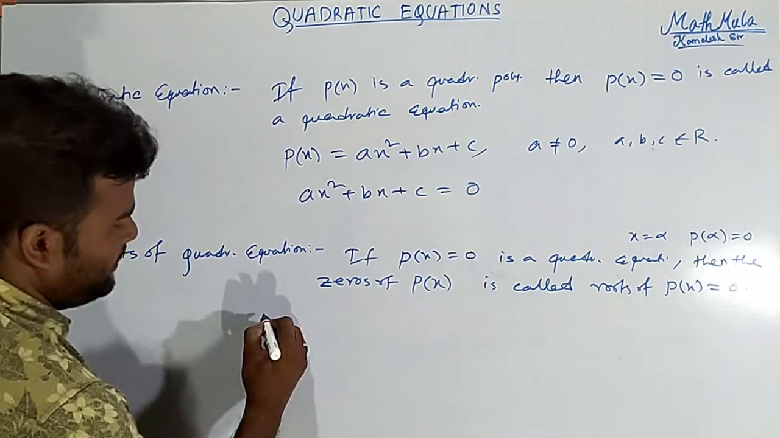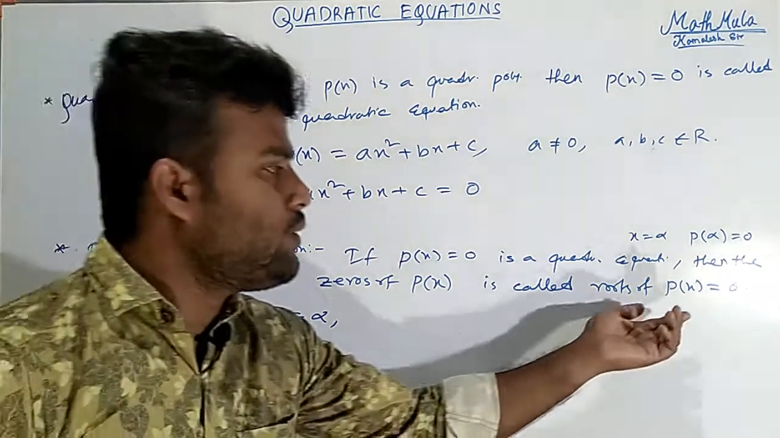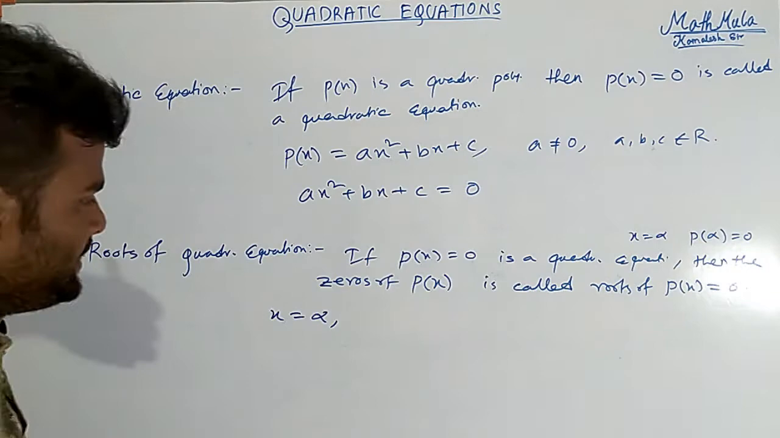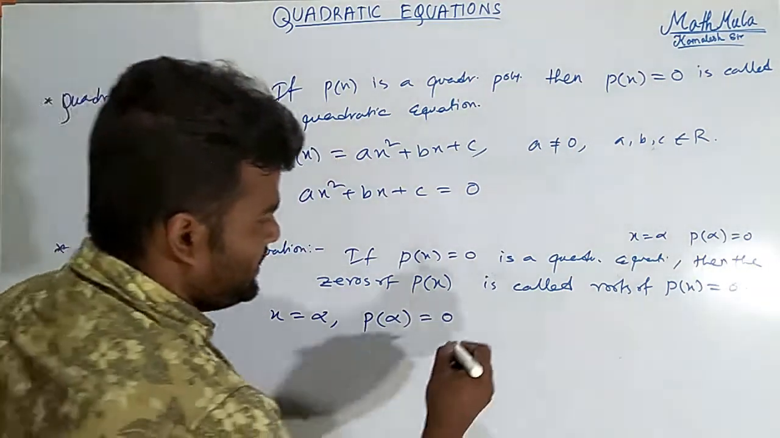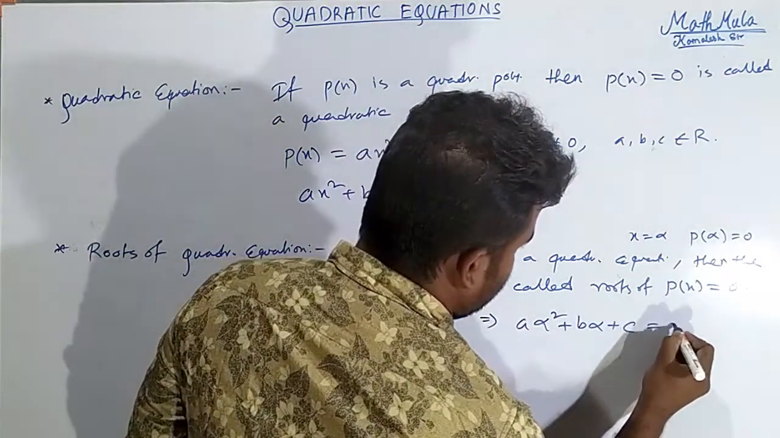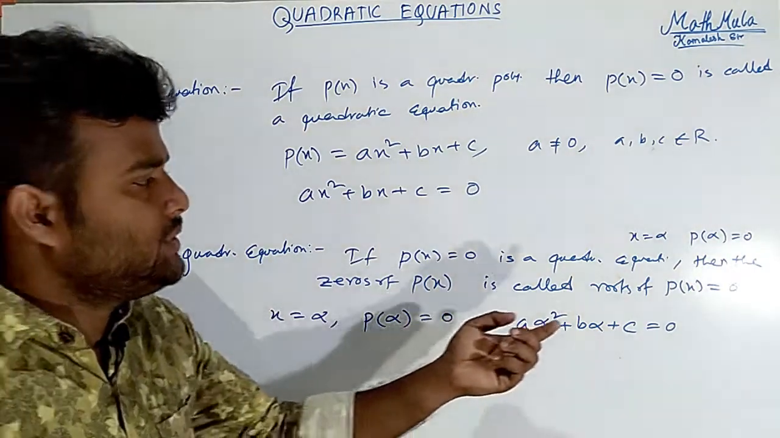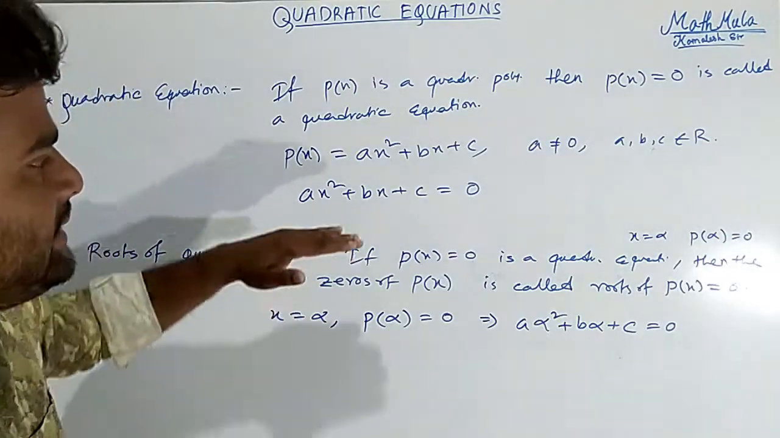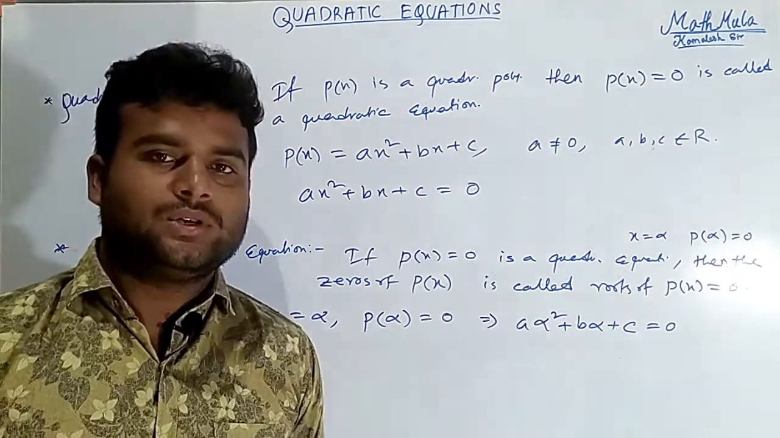That's it. If x equals alpha is a root of this quadratic equation p of x, then p of alpha will be 0. That implies a alpha square plus b alpha plus c is equal to 0. If x equals alpha is a root of the quadratic equation, then alpha satisfies this equation. That means a alpha square plus b alpha plus c equals 0.